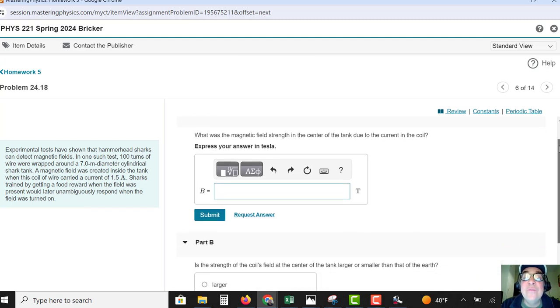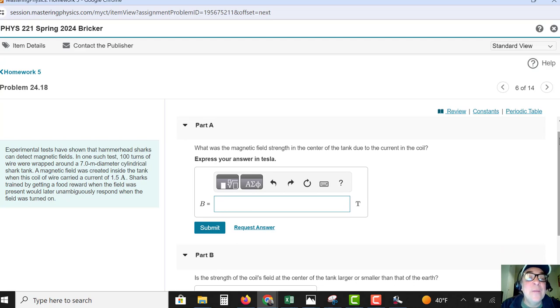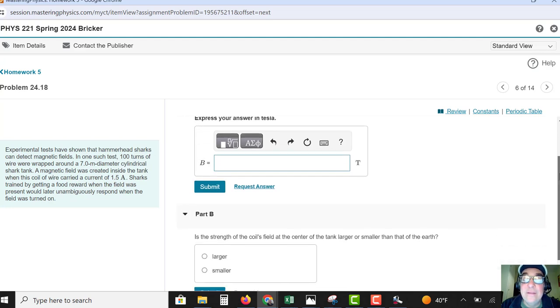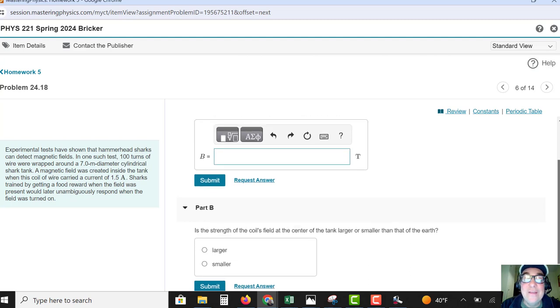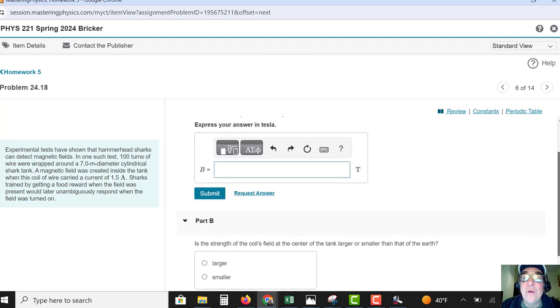We did a similar one also in chapter 24, part 1, where we looked at the magnetic field created by a similar tank for green turtles. So you've got a loop of wire. That's what this problem is, a loop of wire, 100 turns, and we know the diameter of it, and we know the current that's being carried. We want to calculate the magnetic field. And then part B is, how does this compare to the Earth's magnetic field? The Earth is like 5 times 10 to the minus 5th, so is it bigger or smaller?